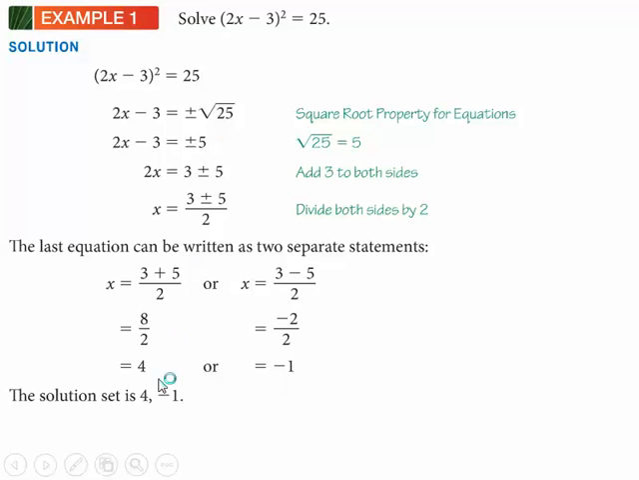Okay, we good there? 4 and negative 2 are the answers. We're good there. 4 and negative 2. Negative 1. Thank you. 4 and negative 1 are the answers. Okay, the question always comes up.